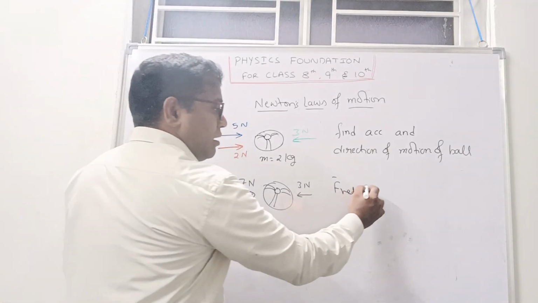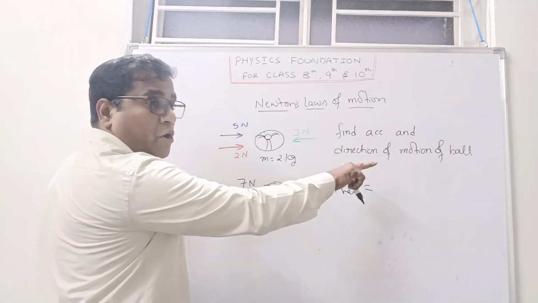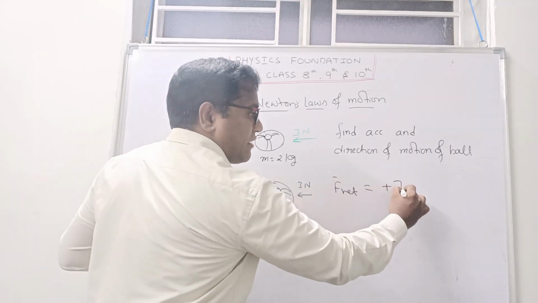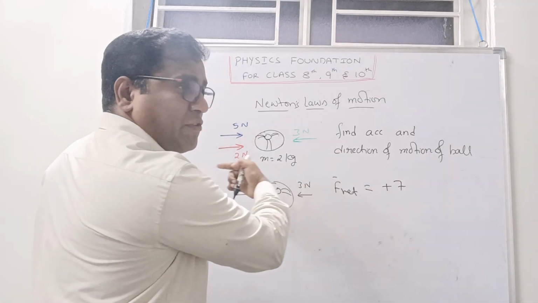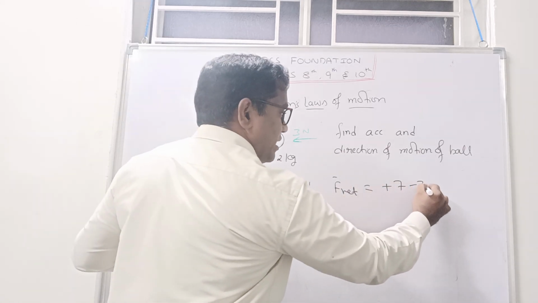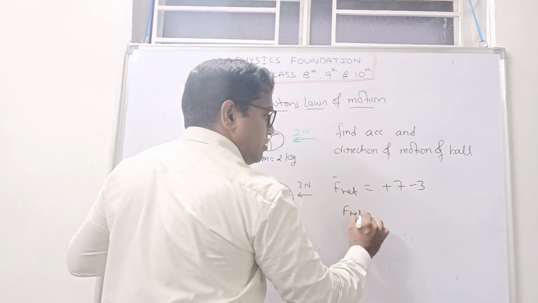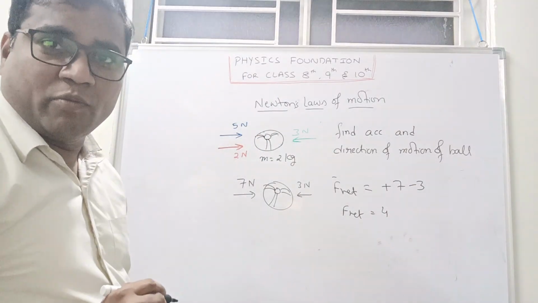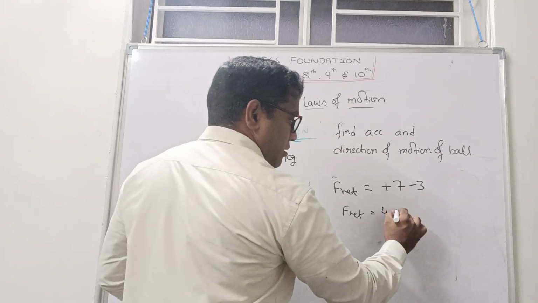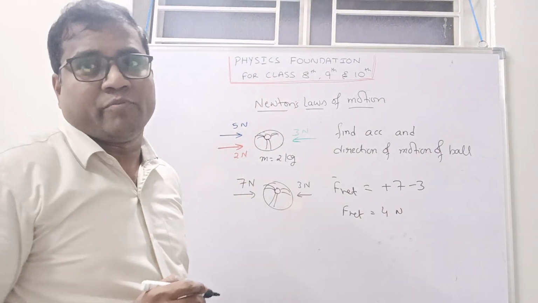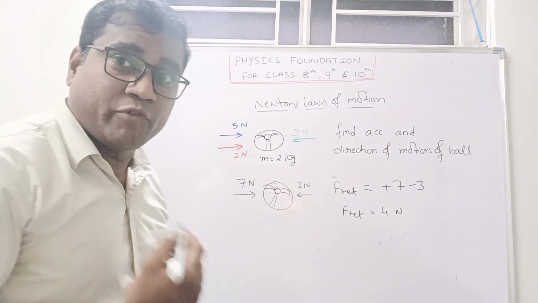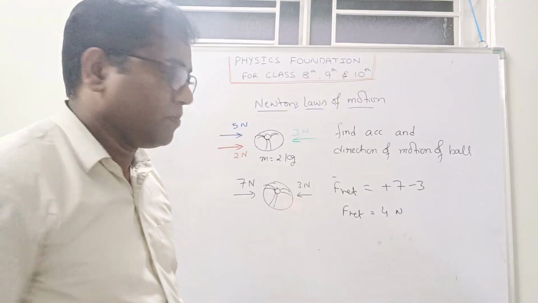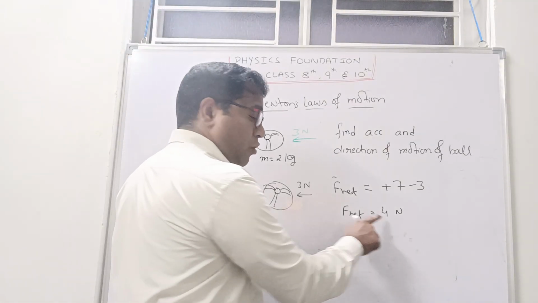So what to write? This one is moving towards the positive x-axis, I will write plus 7. And this one is moving towards the negative x-axis, I will write minus 3. So here F net is equal to 7 minus 3. It is 4. F net, how much did you get? 4 Newton. Clear? Units are very important. Even though I forgot, you should not forget, right? F net is equal to 4 Newton.